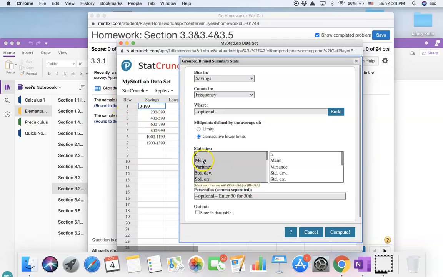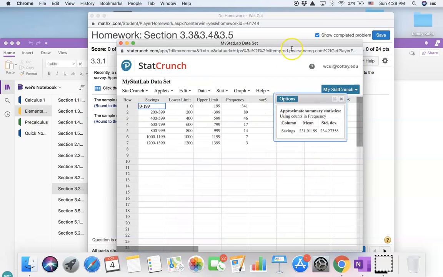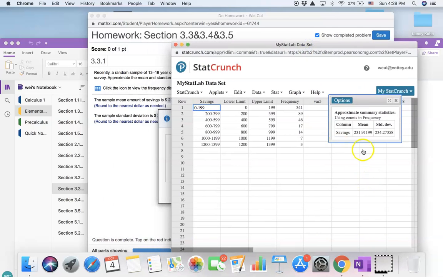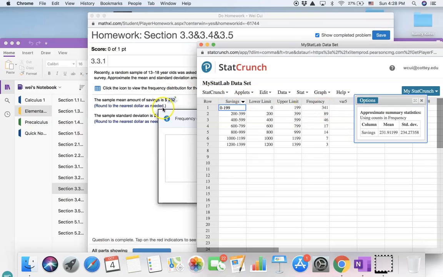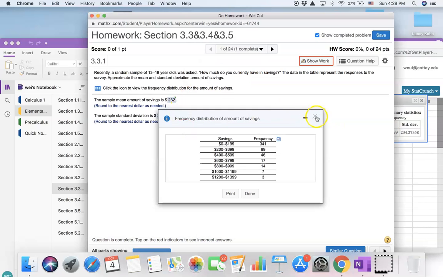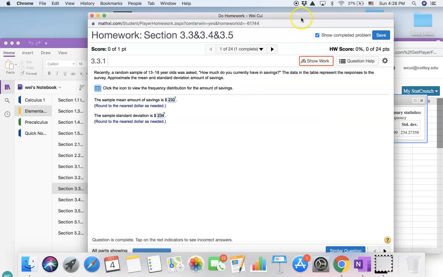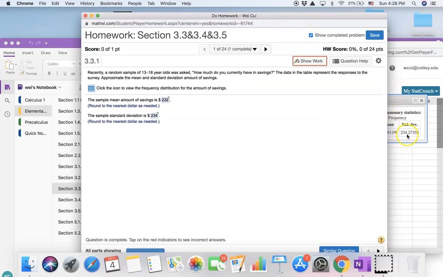Now, because this is a sample standard deviation, we select this. Okay, and we'll compute. So the answer are, the mean is 231. Well, we round to the nearest integer, so that's 232, and the standard deviation is 234. Okay.